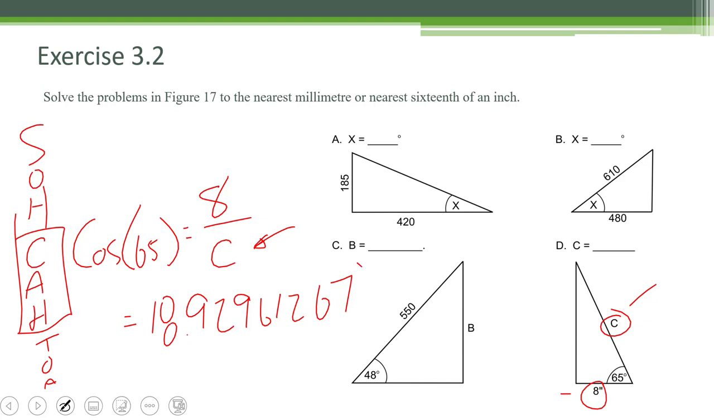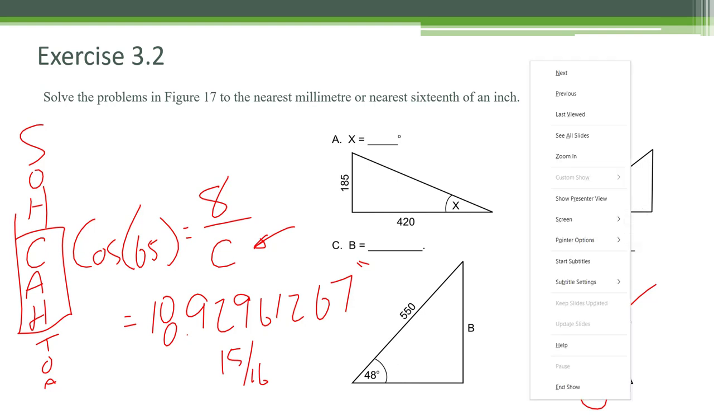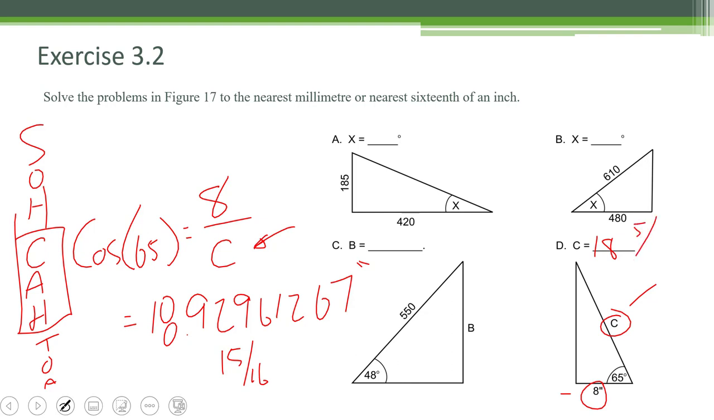So how I do that is I take away the whole number, so I'll just go minus 18, and I'm left with the 0.929612667. I times that by 16, and I get 14.8, or I'm just going to round up to 15/16. Okay, so it'd be 18 and 15/16. That's supposed to be a 16.